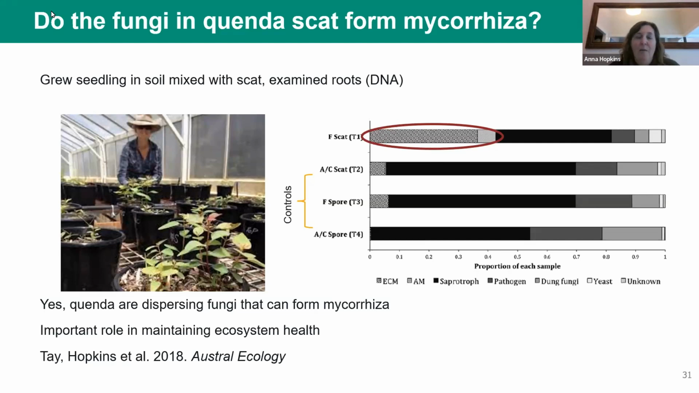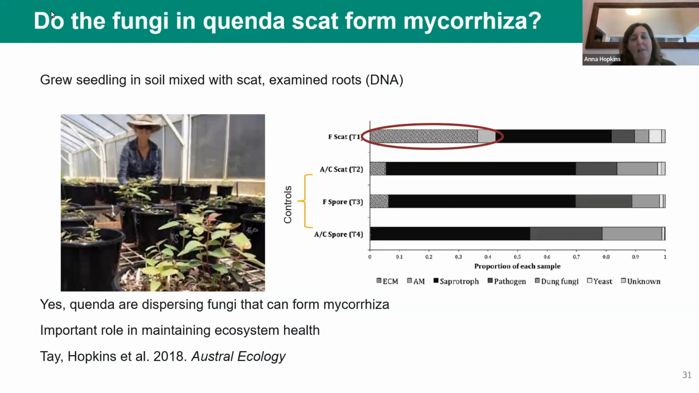And we had a number of different controls. We used autoclaved scats to control for the amount of nutrients that we're adding to the system. And then we also added spores from fruit bodies too, to see whether they were going to do a similar kind of thing. And in this figure, you can see in the top section is where we added the scat to the seedlings. About 30 to 40% of the fungi that were recovered from the roots of those seedlings were ectomycorrhizal species, and they were very similar to those species that we're finding in the quenda scat.